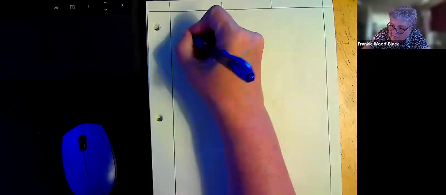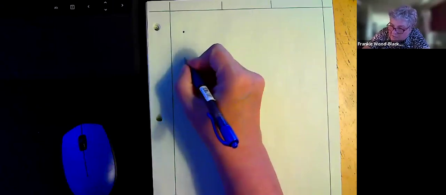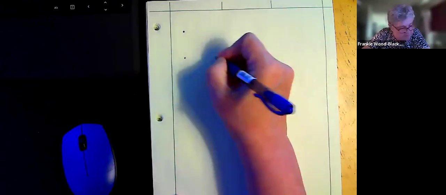Now, what makes working with potential a lot easier and a lot better is that we don't have to worry so much about our directions.